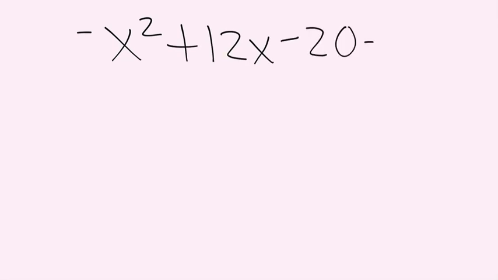For the next problem, x squared is going to be negative, which will be negative x squared plus 12x minus 20 equals 0. And then we're going to have to move them to the other side of 0. That way, negative x squared becomes positive, which will mean plus x squared.